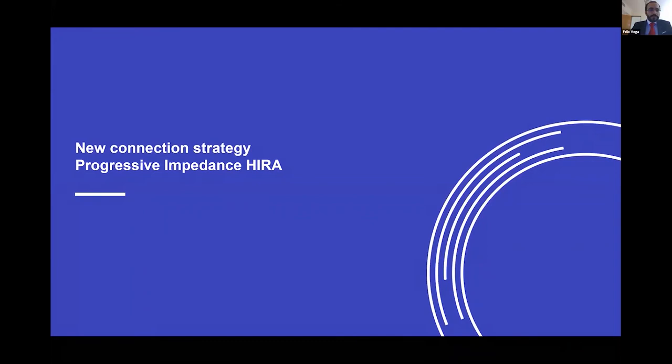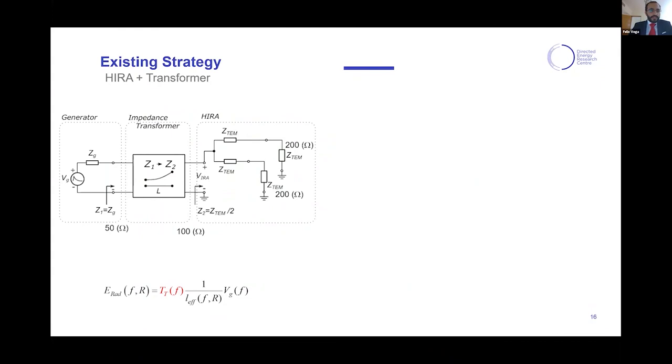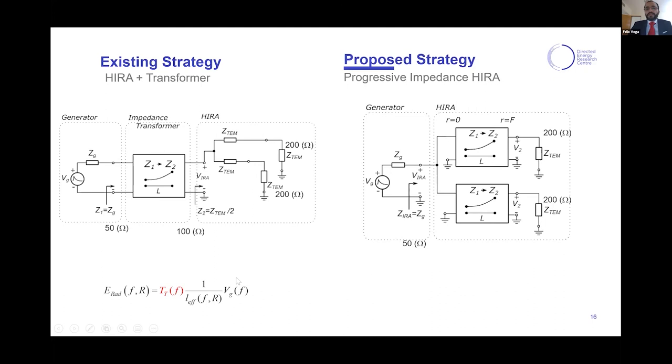Now, our new strategy is trying to overcome the use of this transformer. And the idea is pretty simple. This is the circuit I just showed you. Here we have the impedance transformer, and in red, we have the transfer function of the transformer in the equation. Now, our approach is the following. We have the generator, which is 50 ohms output. And now the plates are not going to be constant in impedance. They are going to go from whatever value in parallel gives you matching here. So if you have 50 ohms here, you want each one of these in parallel to have 100 ohms. So 100 ohms in parallel is going to give you 50.